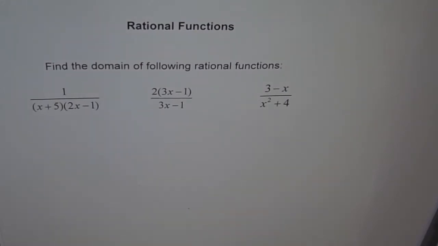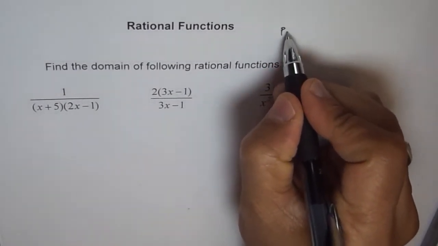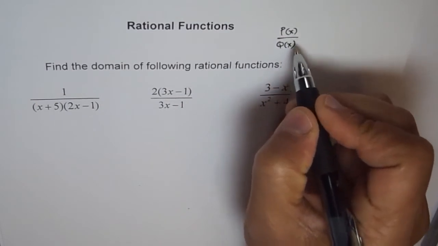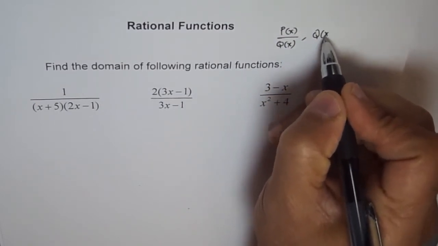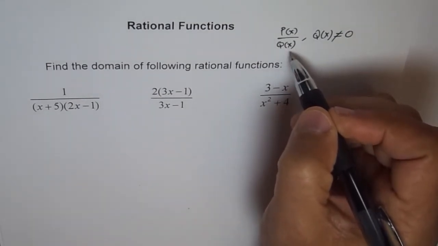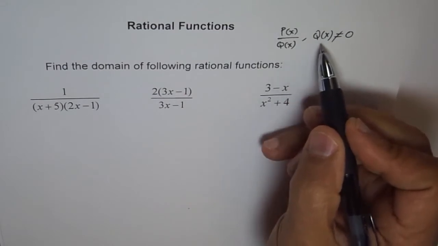We'll try to find the domain of the given rational functions here. As you know, rational functions are of the form p(x) over q(x), where q(x) is not equal to 0, because you can't divide by 0. And that leads to restrictions in the domain.